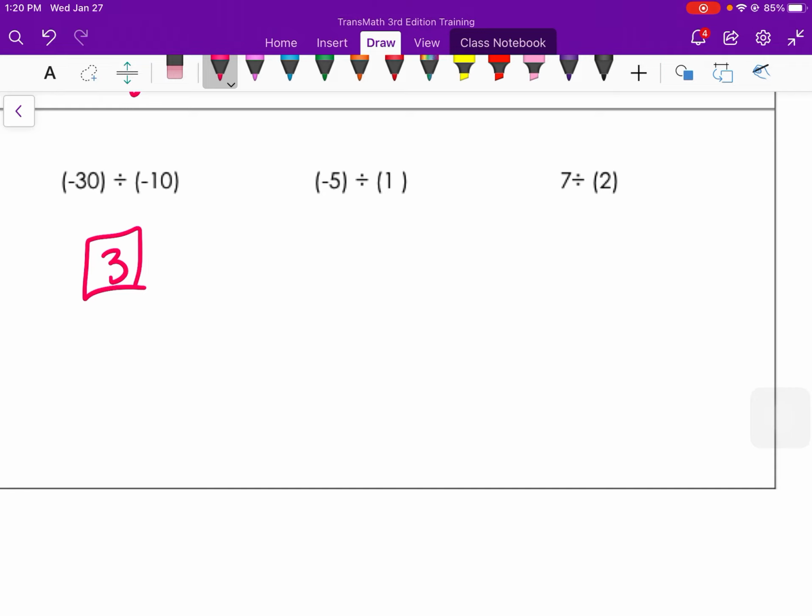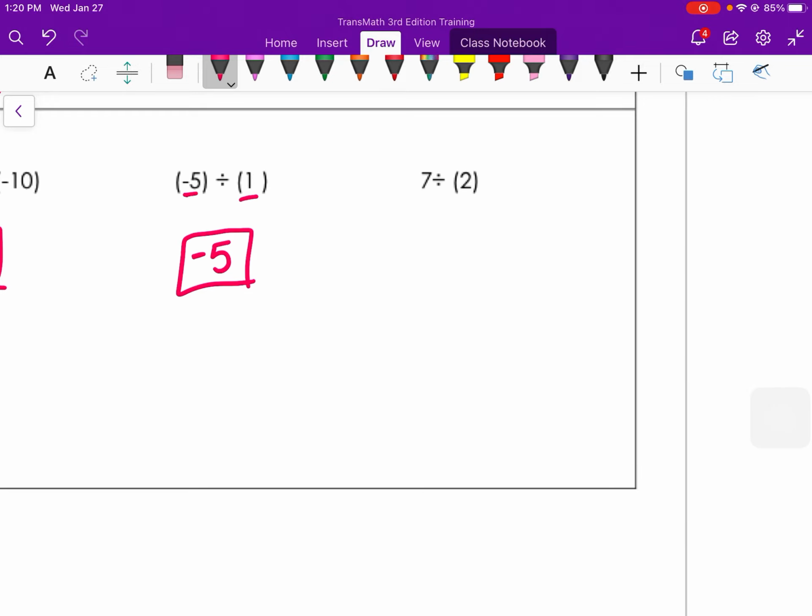-5 divided by 1, 5 divided by 1 is 5. Then we have a negative and a positive, different signs, so a negative answer. -5 is your final answer. 7 divided by 2, they're both positive, so a positive answer. You can either write 7/2, or that would be 3.5 as a decimal, but positive.